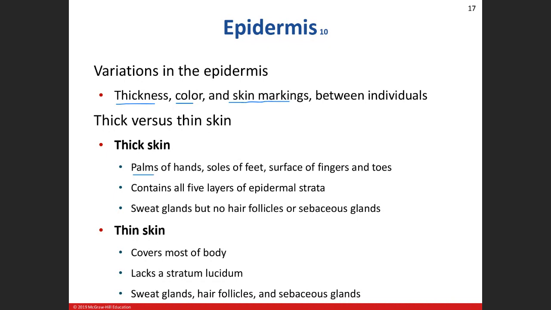All right, where do we find thick skin? Palms, the soles of your feet, along your toes, your fingers, all that. It's going to have all 5 layers. But again, it won't have any hair. So if we have no hair, we won't have hair follicles. And therefore, if we don't have hair follicles, we don't have sebaceous glands, because that's where the sebaceous glands live, right on the hair follicle. But we will have sweat glands.